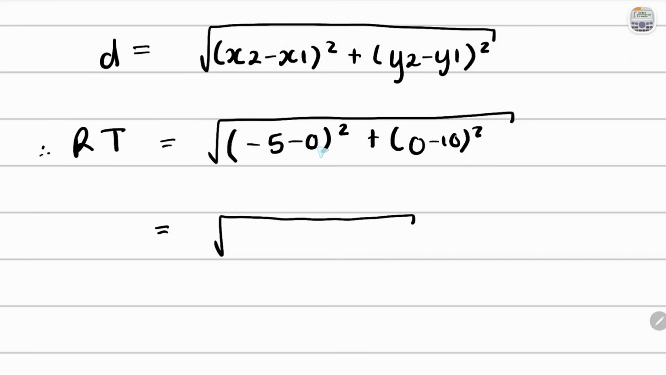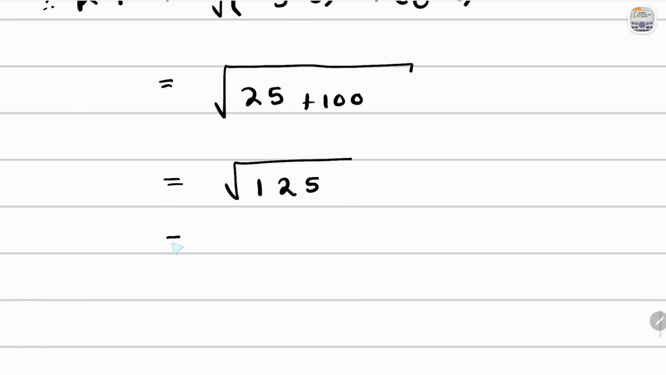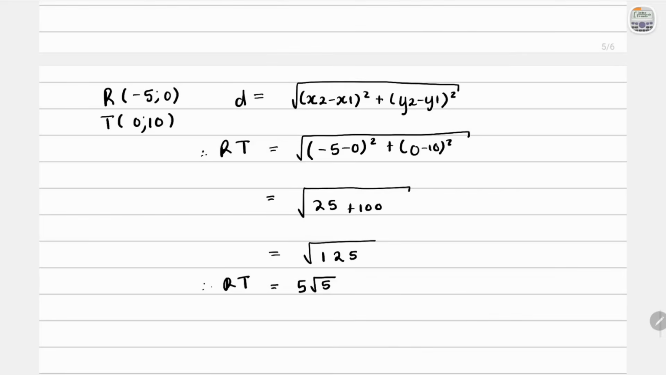These are not really difficult calculations. You can see that negative 5 minus 0 is negative 5. Negative 5 squared is 25. And then 0 minus 10 is negative 10. Negative 10 squared is 100. So we have the square root of 125, which you can put on your calculator. But because there's 25 in here, that's going to be 25 times 5, meaning square root 25 is 5. And then you have a root 5 left. So that is what RT is. It is 5 root 5. And moving on to the next question.